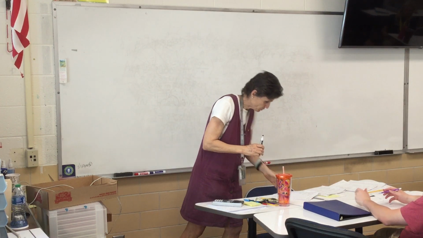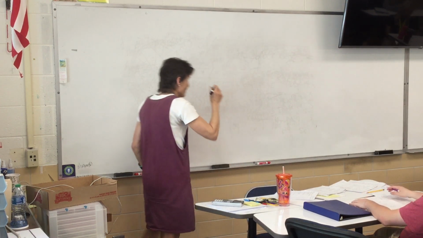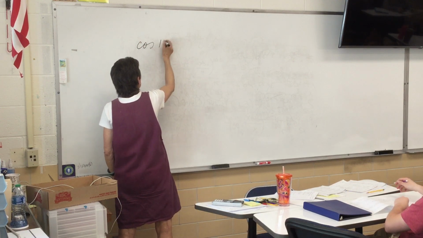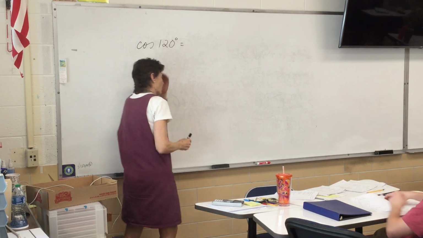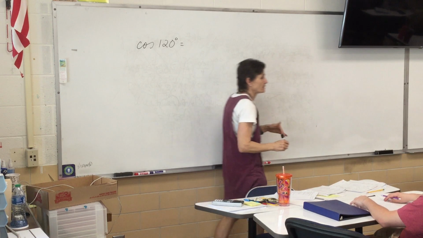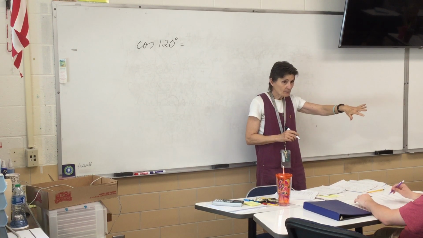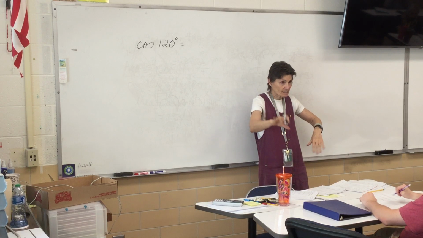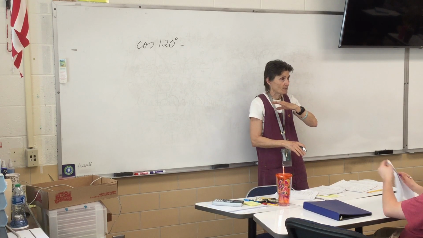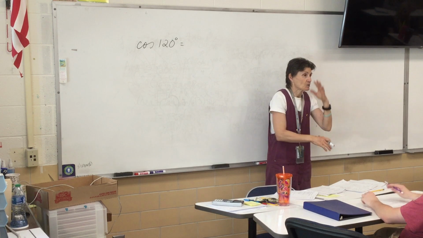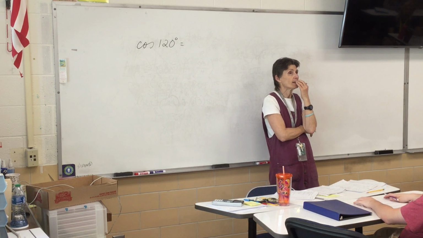2A. Find the exact value of the cosine of 120 degrees. Now, just like most of our regular tests, this is going to be part calculator, part no calculator. This is a no calculator problem. So what do we do? Let's find the cosine of 120.